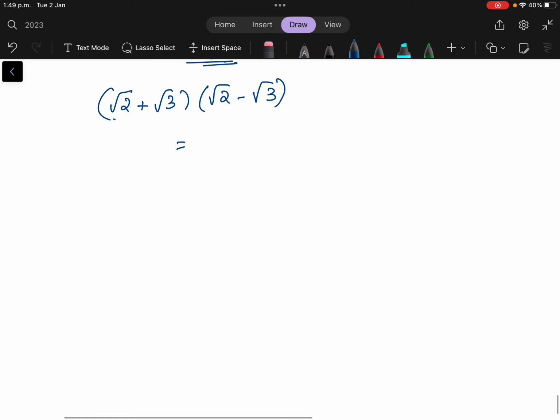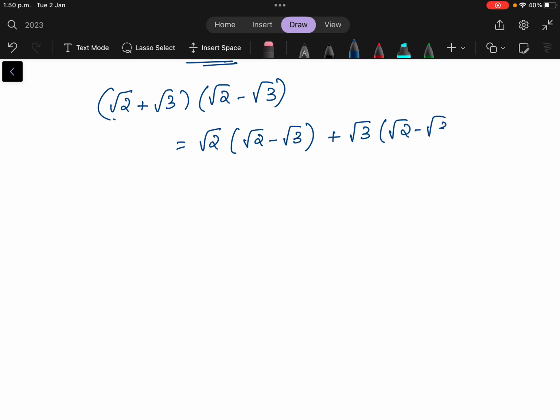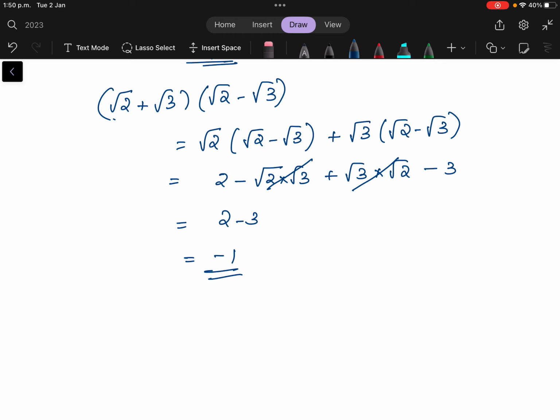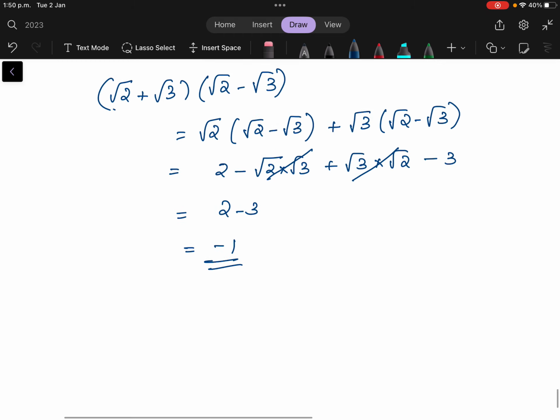If you need to multiply, you just use the normal algebraic form. So it is like root 2 times root 2 minus root 3 plus root 3 times root 2 minus root 3, which is equal to root 2 times root 2, which is 2. Then it is root 2 times root 3 plus root 3 times root 2 minus 3, and this will be cancelled. So it is like 2 minus 3, which is equal to minus 1. So this is how we multiply surds.